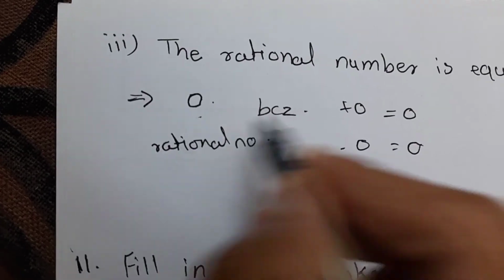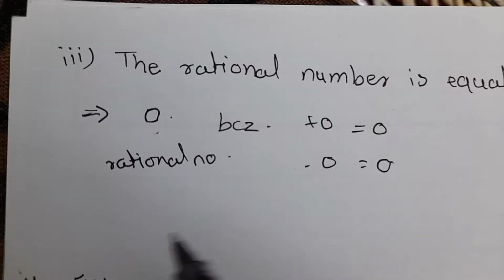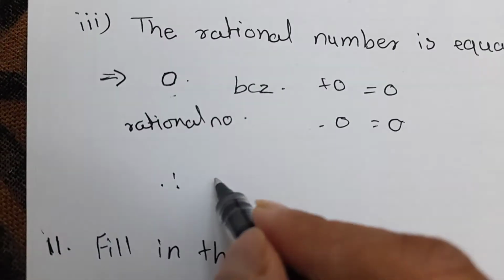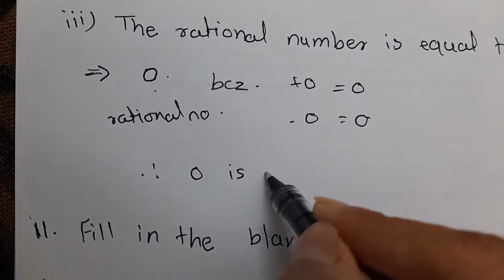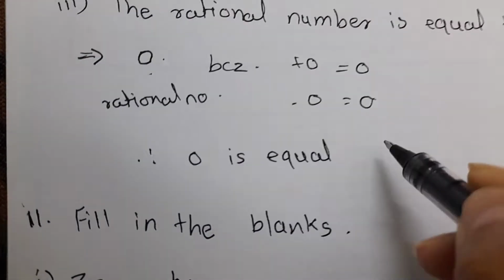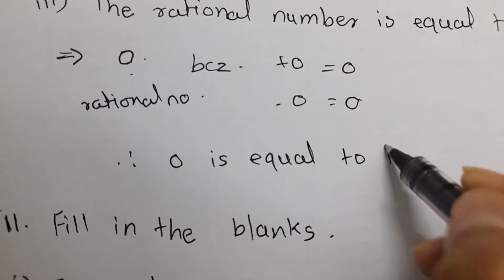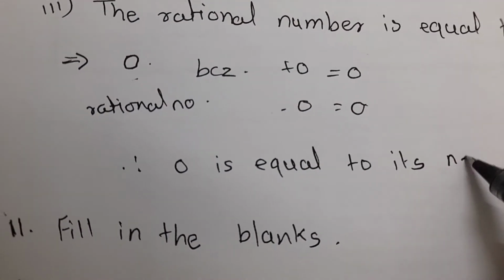And we know that 0 is a rational number because we can write it in the form of 0 upon 1. That's why 0 is a rational number and 0 is equal to its negative.